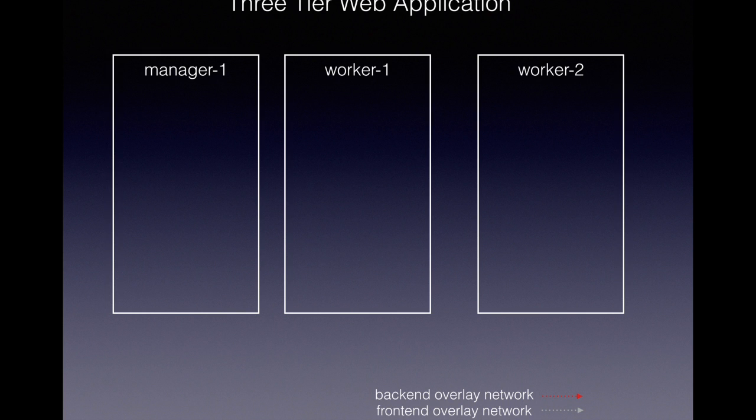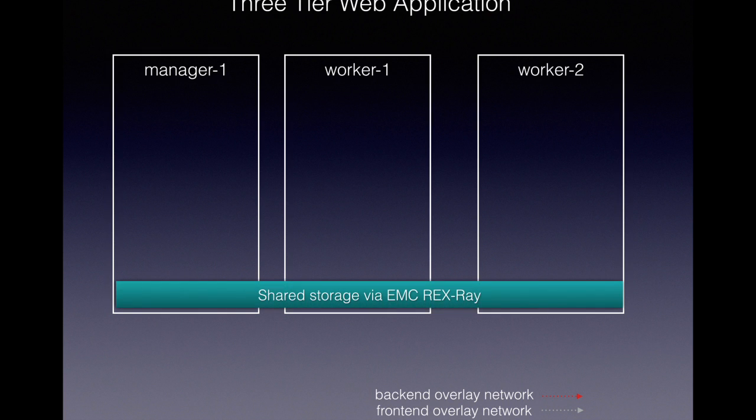In our case, we're just going to be using the simple VirtualBox driver, leveraging Docker Machine to create those. The one thing we'll want to do is create shared storage amongst the 3 VMs. This is to allow the Swarm to put containers wherever it wants, and if a container needs to be rescheduled, it will still have access to its data. We'll use the shared storage driver EMC RexRay, which has good support for VirtualBox, but in a production environment you can use whichever driver you would like.